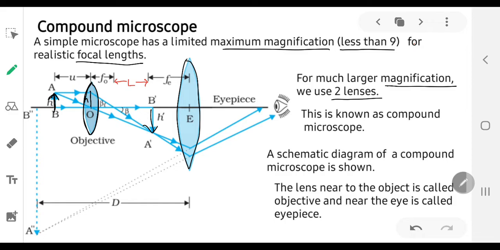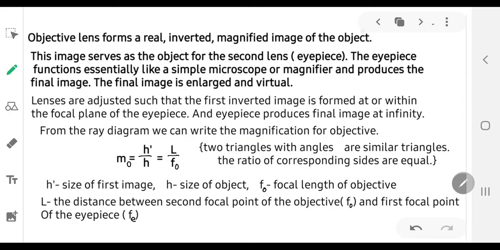Now this image formed by the first lens is going to serve as the object for the second lens, and the second lens just magnifies it. So the final image will be real and inverted. Now we'll see how the image formation takes place.